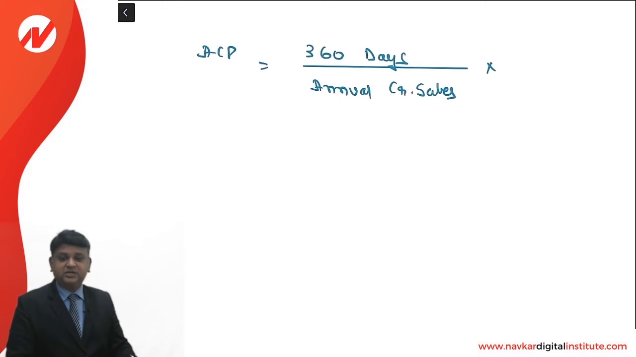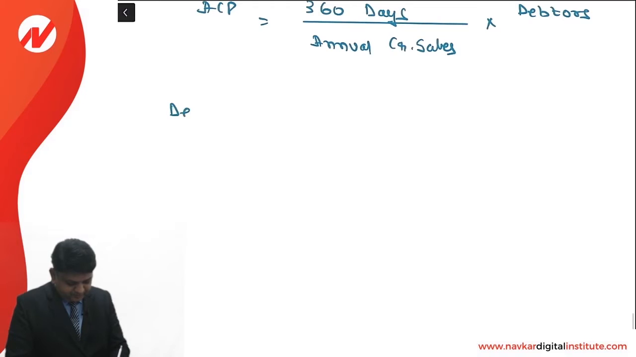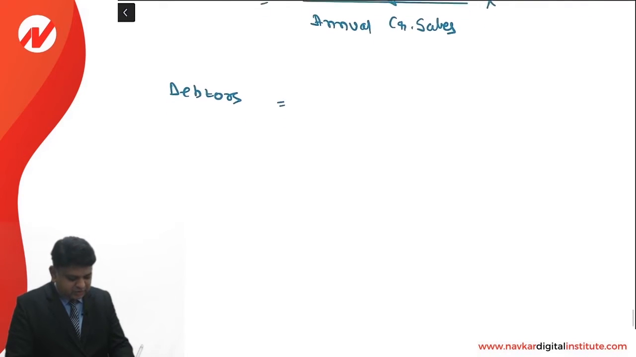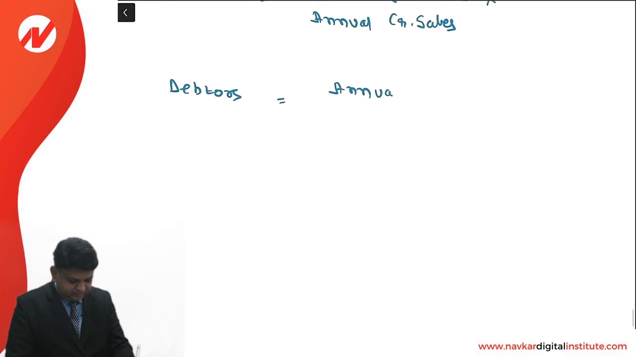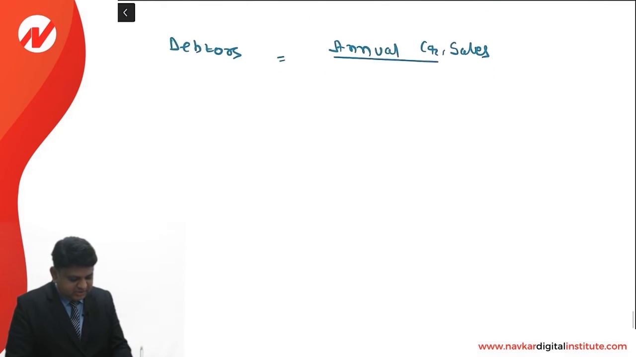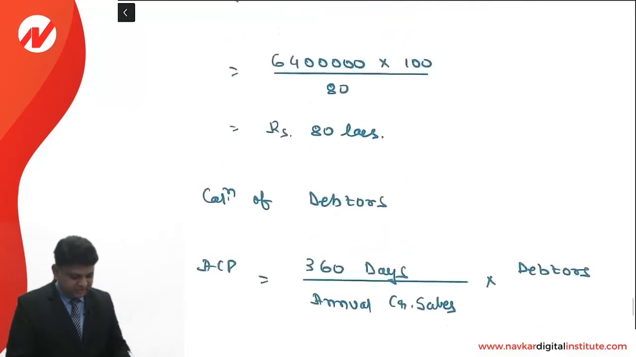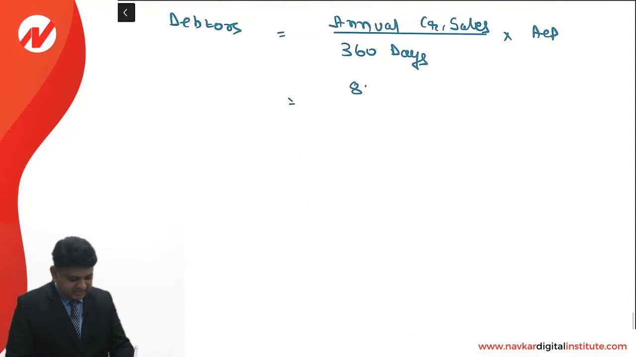And in absence of information, we'll assume the entire sales is on credit into average debtors. However, the average information is not available, so we are required to take only debtors. So debtors would be annual credit sales divided by 360 days into average collection period. So it is 80 lakhs divided by 360 into collection period is 36 days.